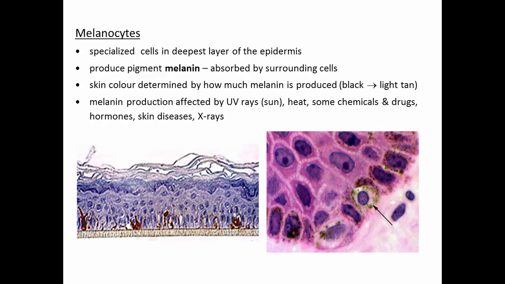So part of how much melanin we produce is genetic, but our melanin production within a person can change depending upon exposure to certain things. For example, exposure to UV rays from the sun causes more melanin to be produced, and that changes our skin color, which we would call tanning. Heat can affect the amount of melanin. Chemicals and drugs can do that, hormones and hormone levels. Certain skin diseases, for example vitiligo, is a disease which decreases melanin production, so the skin becomes blanched in that area, or X-rays.